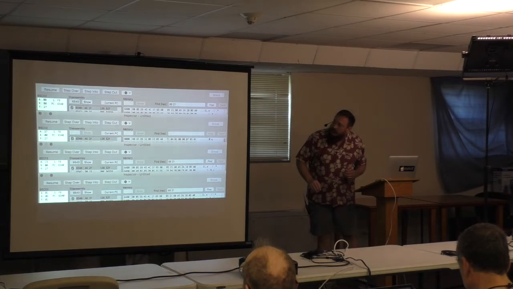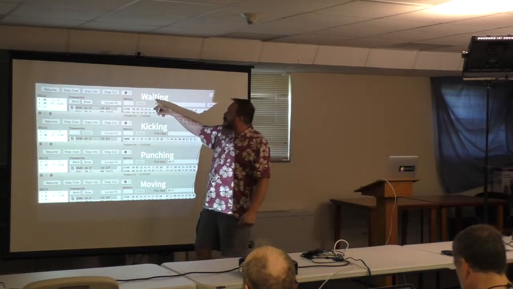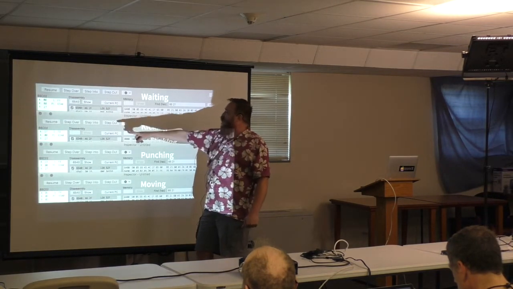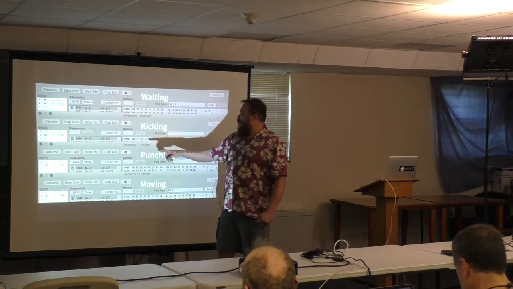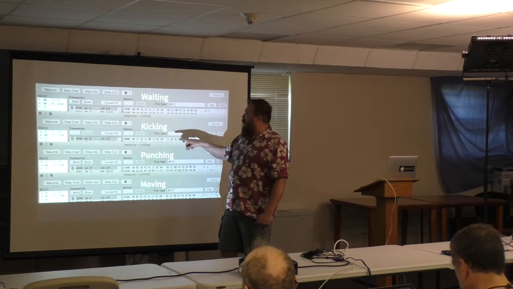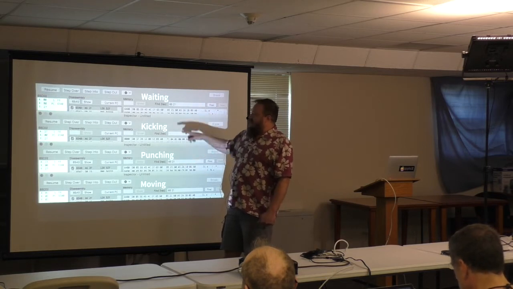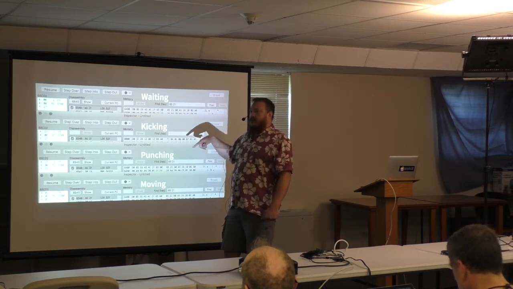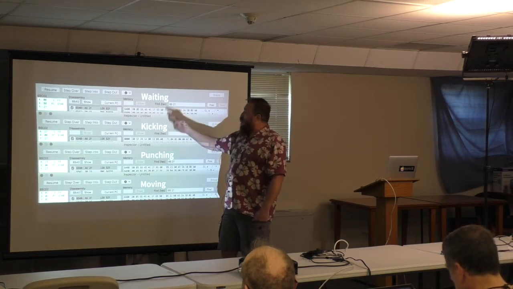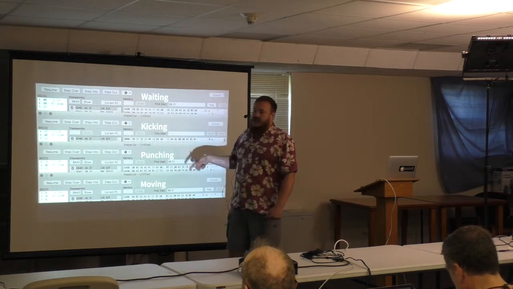But look a little closer, and when it's waiting, the accumulator's 0. When it's kicking, the accumulator's D7. When it's punching, it's C5. And when it's moving, it's 1. And that was consistent. If I stopped it in the middle of a kick, it was D7. If I stopped it in the middle of a punch, it was C5. So I found some locations that were changing, in this case the accumulator, and it was going to the same memory location over and over again with different values for the different states that the enemy was in.